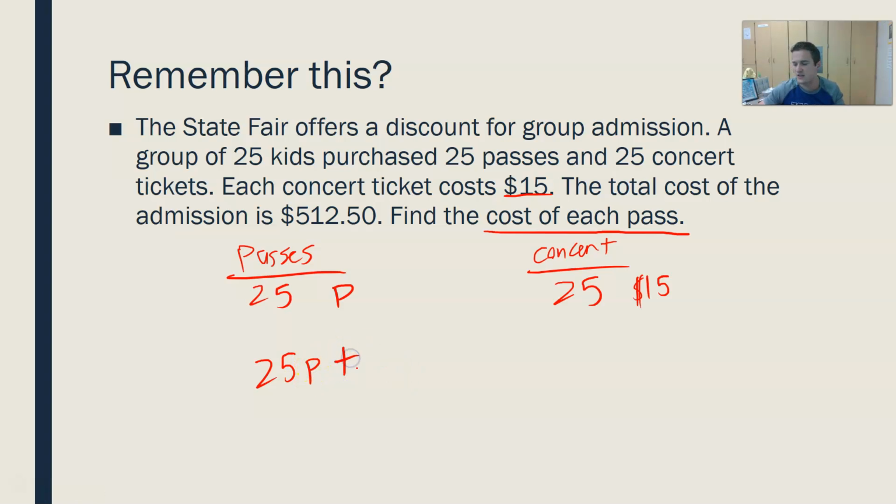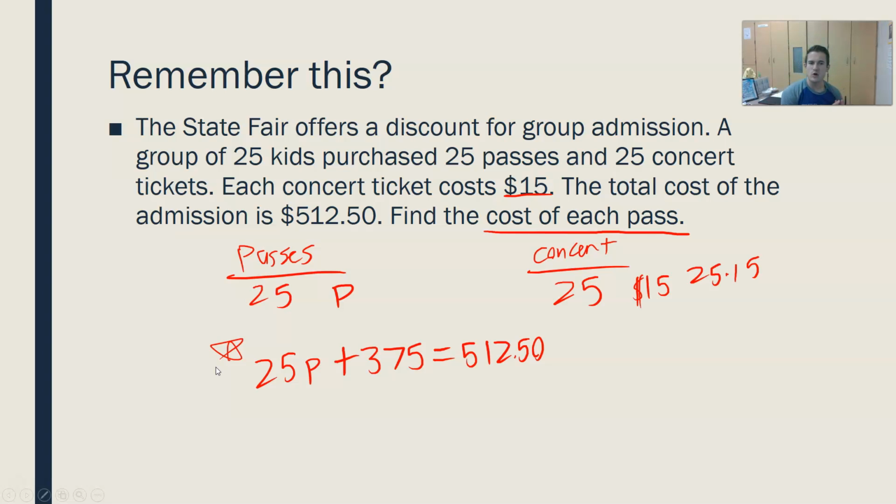I need to add the cost of the concert tickets, which is 25 times $15. 25 times 15, I have my handy-dandy calculator here, is $375. And those added up needs to be $512.50. Those added together need to add up to the total cost of admission, which is $512.50. There's some of the questions on your homework where this is all you have to do. Just set up the equation.